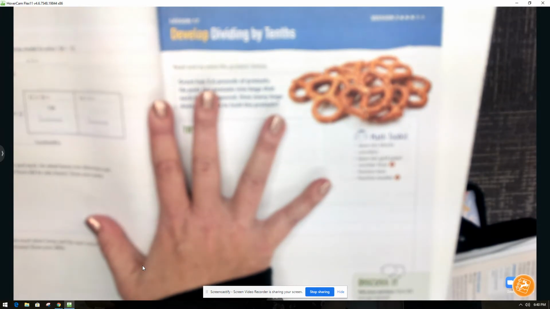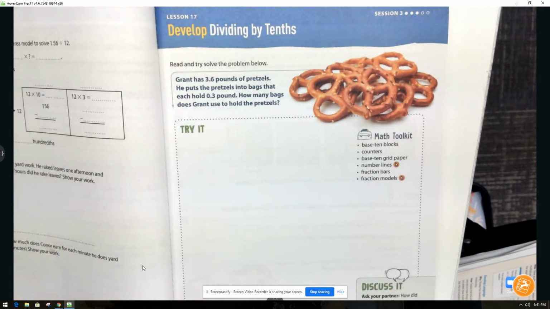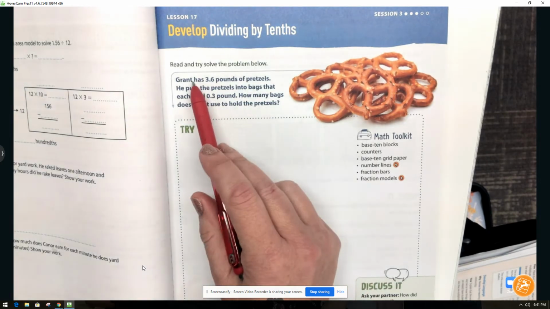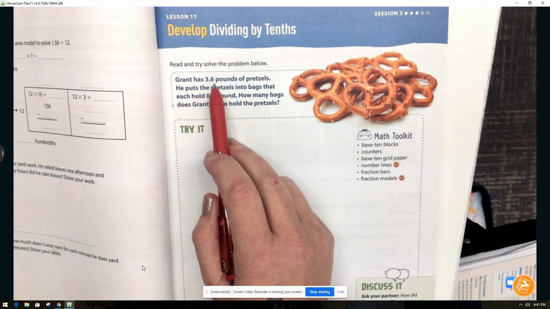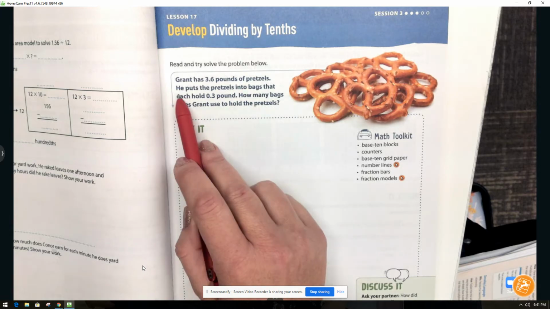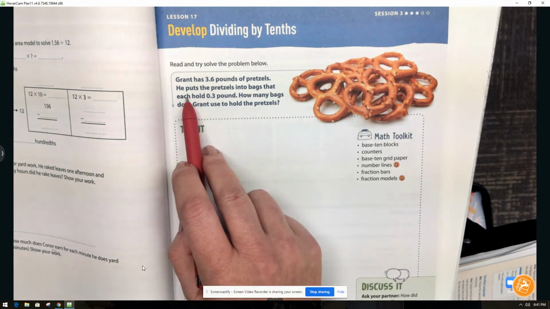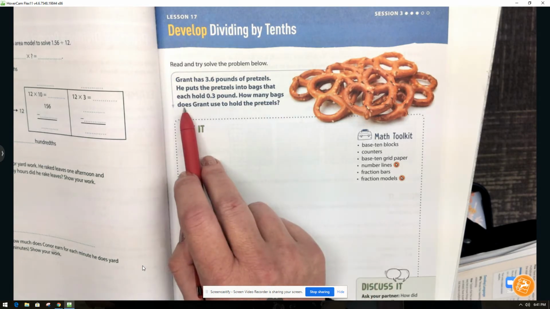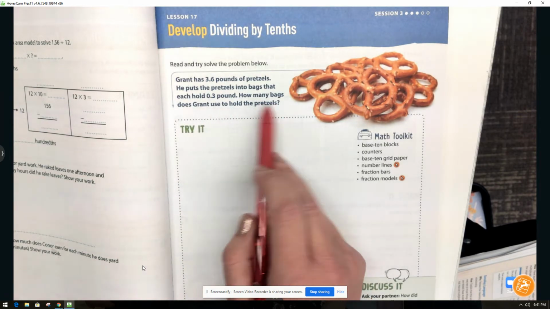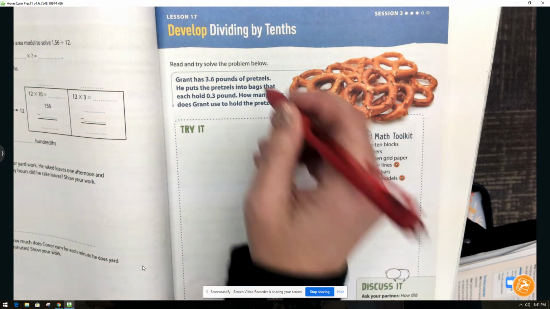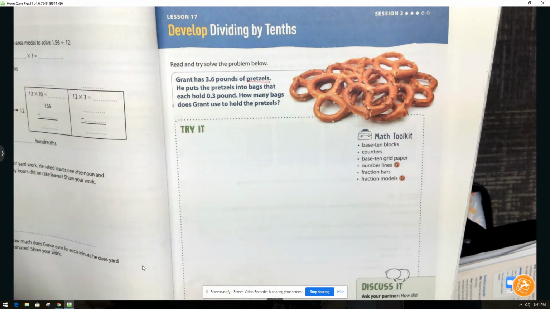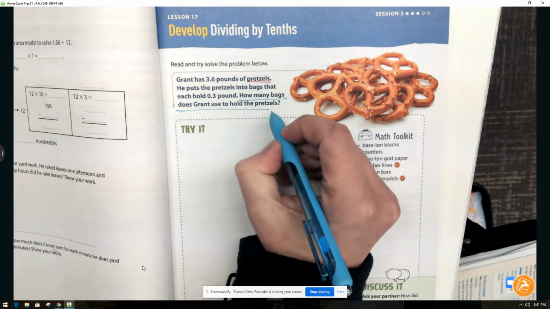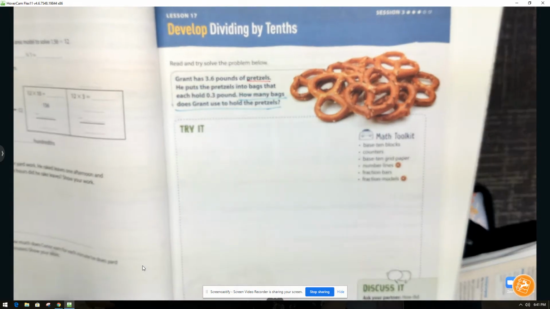All right, so on page 357, we've got some pretzels, and we're going to learn a little bit about what's going on with these pretzels. So we have Grant, and Grant has 3 6/10 of a pound of pretzels. He puts the pretzels into bags that each hold 3/10 of a pound. How many bags does Grant use to hold the pretzels? So we're talking about pretzels in this problem. And what we want to know is how many bags does Grant use to hold the pretzels?